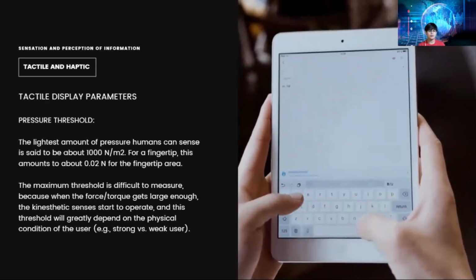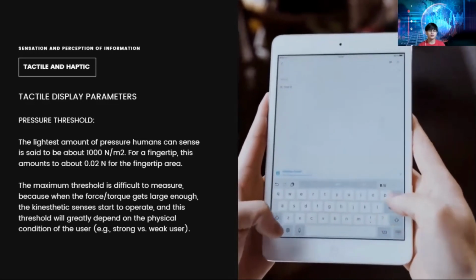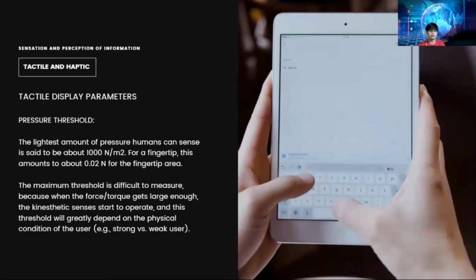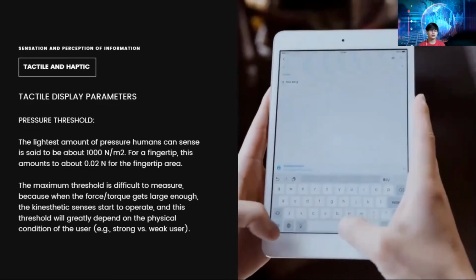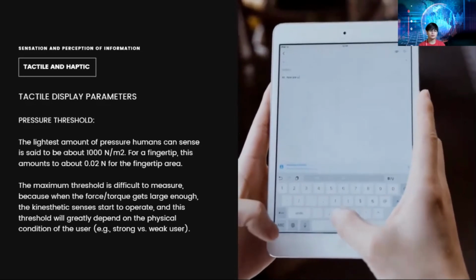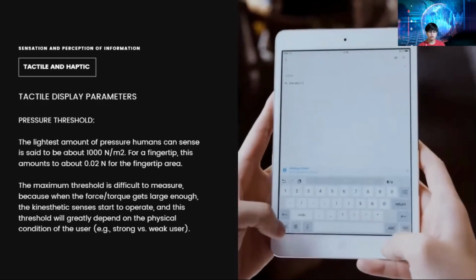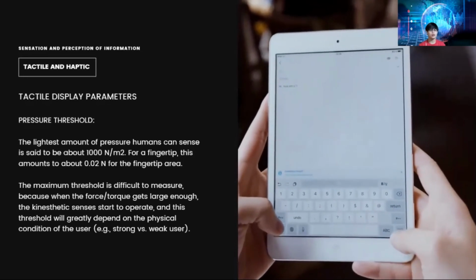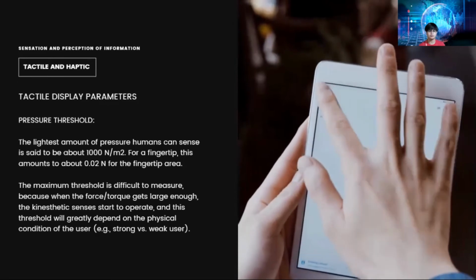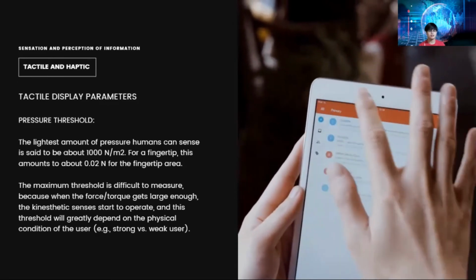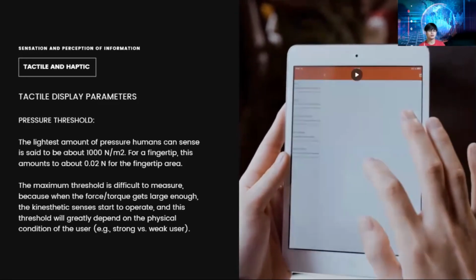The maximum threshold is difficult to measure because when the force or torque gets large enough, the kinesthetic sense starts to operate. So this threshold will greatly depend on the physical condition of the user, either a strong or a weak user. Again, just learn the basic concept when it comes to the pressure threshold.